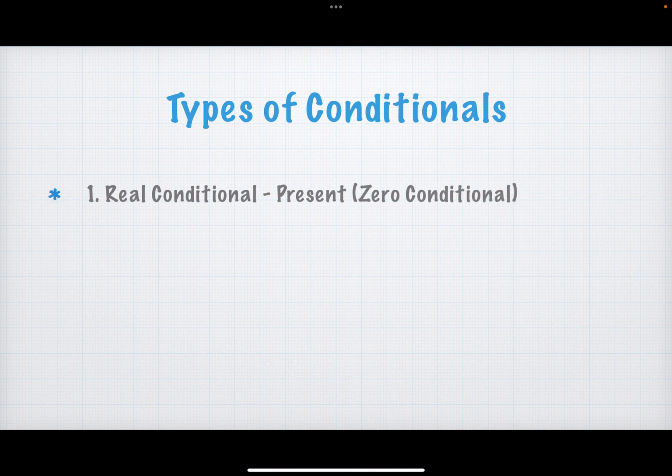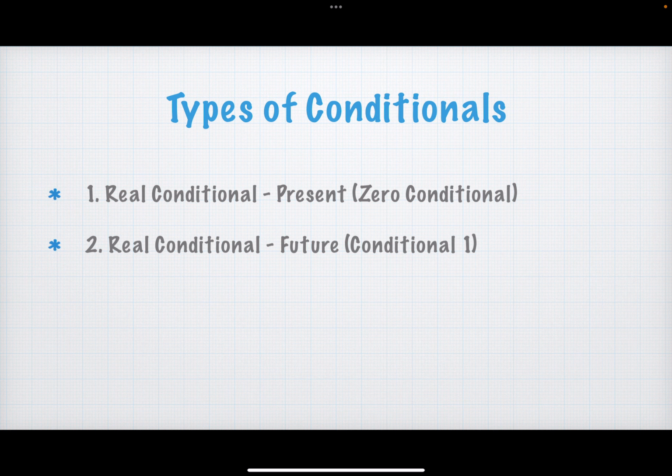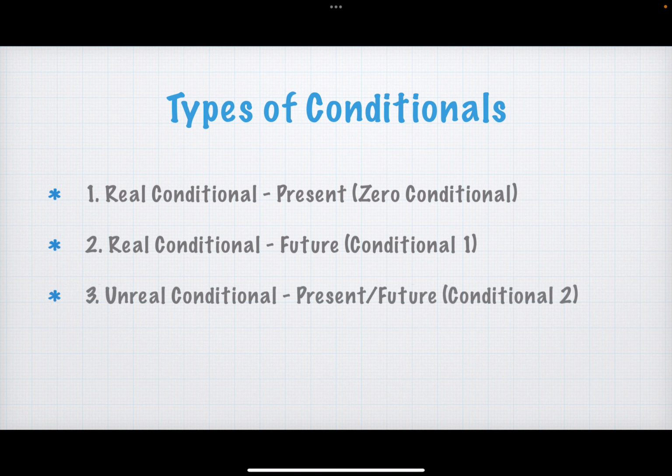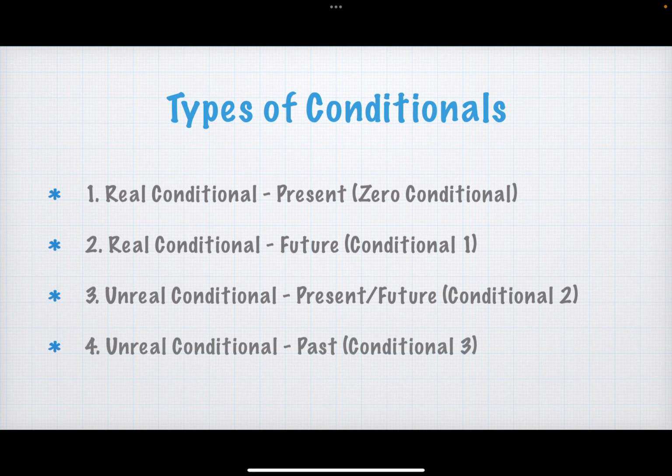There are 4 types of conditionals in English. The first is the real conditional for the present, also sometimes called the zero conditional. The second type of conditional is the real conditional for the future, also sometimes known as the first conditional. The third type of conditional is the unreal conditional for the present or future, also sometimes known as the second conditional. And finally, unreal conditional for the past, which is also sometimes known as the third conditional.